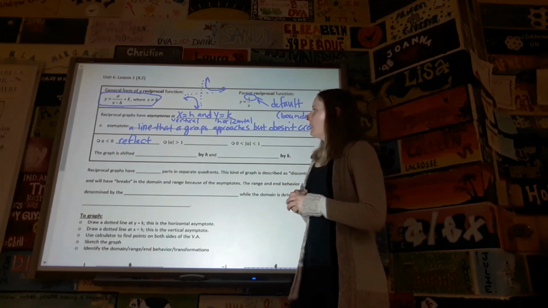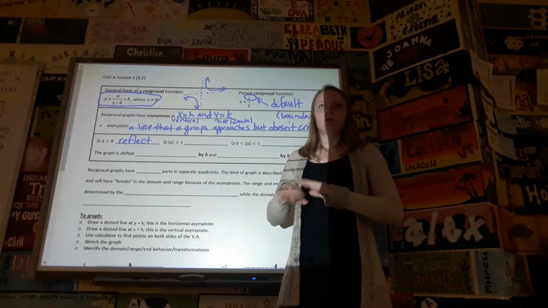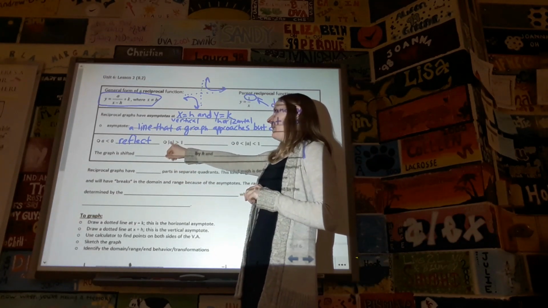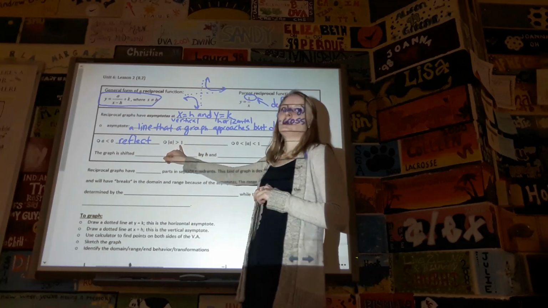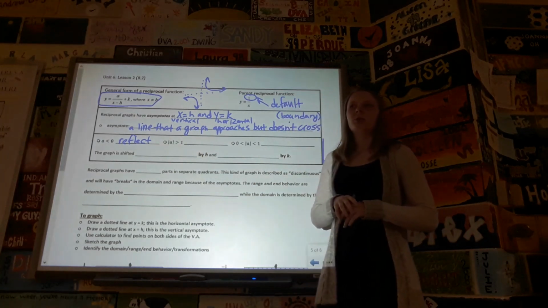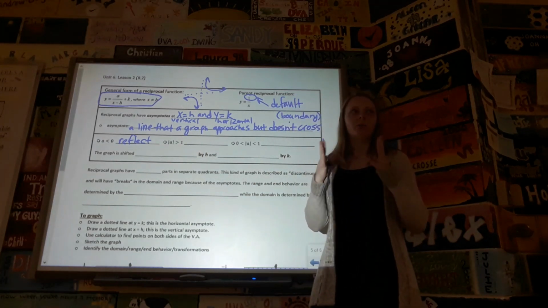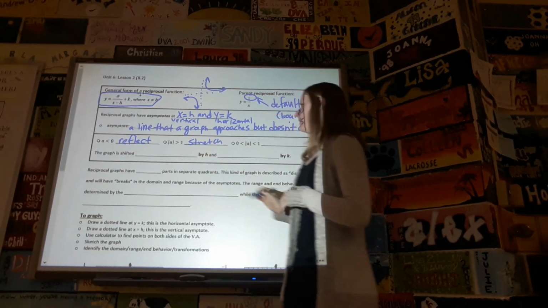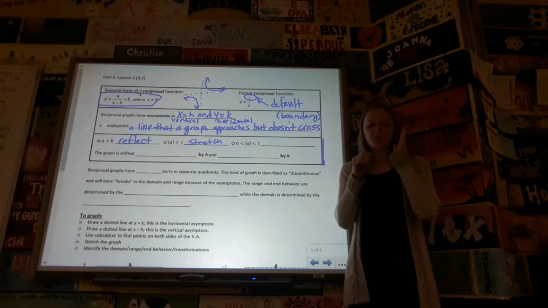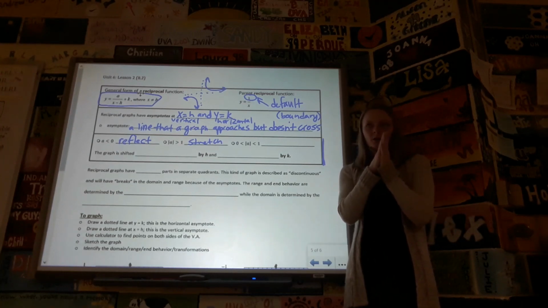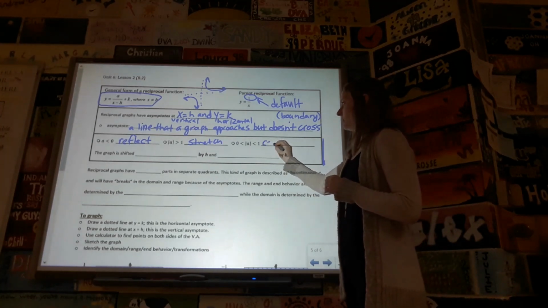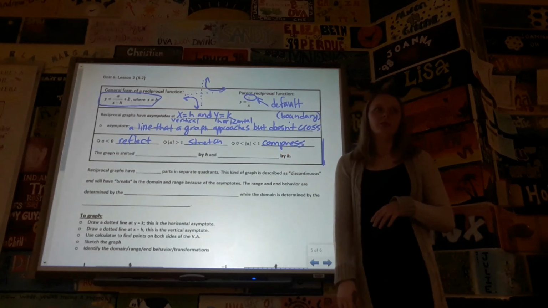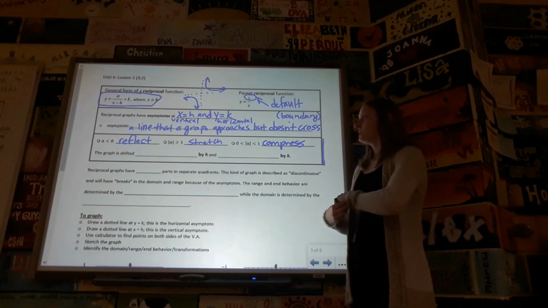What if, regardless of the negative, the absolute value of your A is greater than 1? What transformation would that be? That's a stretch. What if your A, regardless of the negative, is somewhere between 0 and 1, so it's that small number? It's a compression. This isn't new. We reviewed this at least 5 times, so you guys should know this. So we have reflect, stretch, compress.